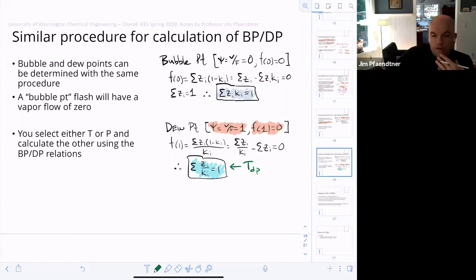The question is, would a superheated vapor also not have a psi of one? Absolutely, that's totally true. Any supercooled liquid would also have a psi of zero. However, we're specifically noting here that, I'm trying to think of, sorry, let me just think.